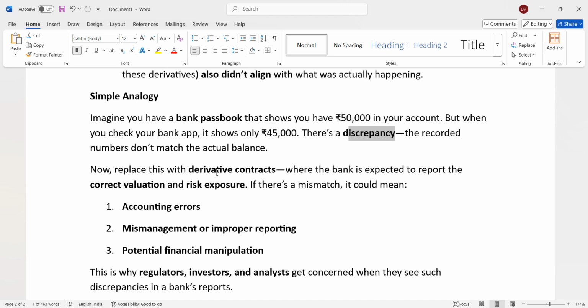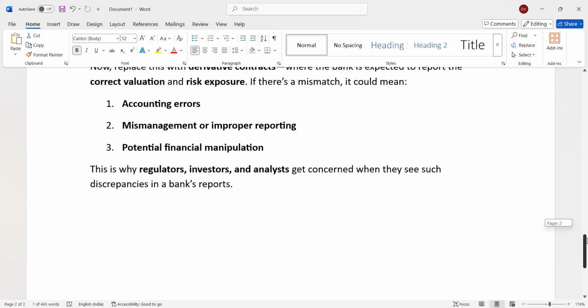So this is all about the issue of Indusland Bank. This is why regulators, investors and analysts get concerned when they see such discrepancies in a bank's report.